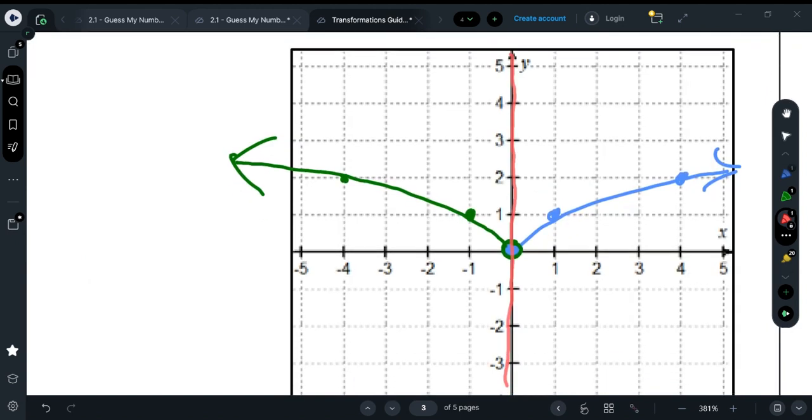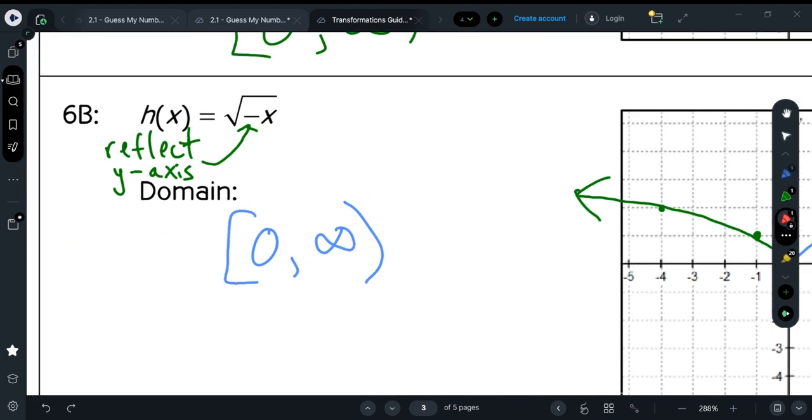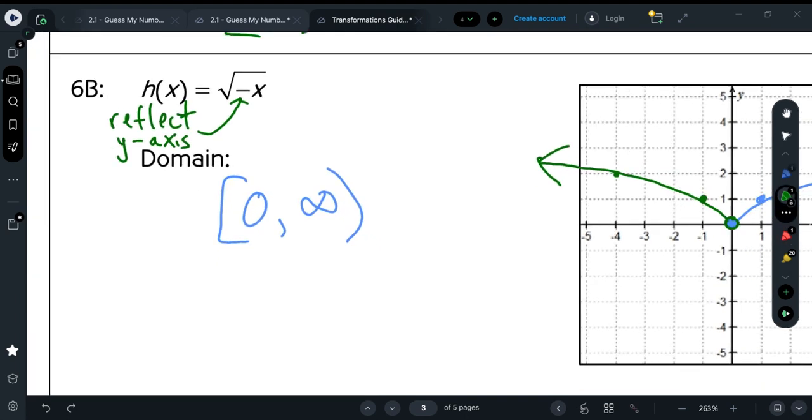Now, with the green graph, our h of x, square root of negative x, notice that that red line, the y-axis, is as far as the graph goes to the right. And then what does it do? It goes to the left forever. So how are we going to write this domain? Okay, so when we write the domain, it's always the furthest to the left and then the furthest to the right that the graph goes.